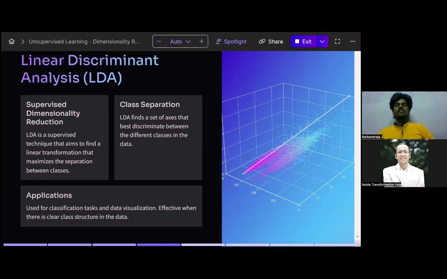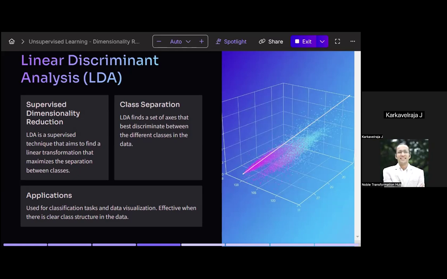Okay, then class separation. LDA finds a set of axes that best discriminates between different classes in the data. Again, there would be features based on which it will discriminate. It will not discriminate just any data; it will discriminate based on the data features. And the applications are classification tasks and data visualization, effective when there is a clear class structure in the data.